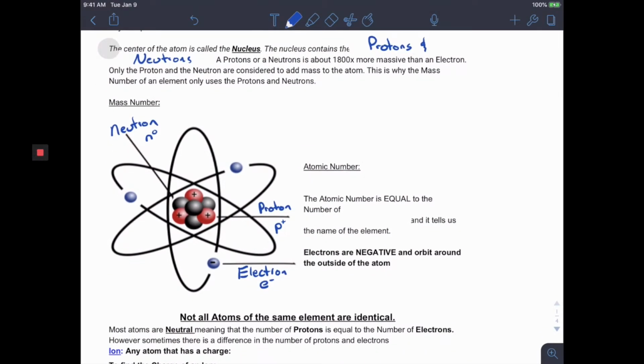Because those are in the center of it, we have something that we call the mass number. And the mass number is the number of protons plus the number of neutrons. And the reason we don't include the electrons is like it says right here. Electrons are just very small considering the size of a proton or a neutron. They are about 18,000 times less massive than a proton or neutron.